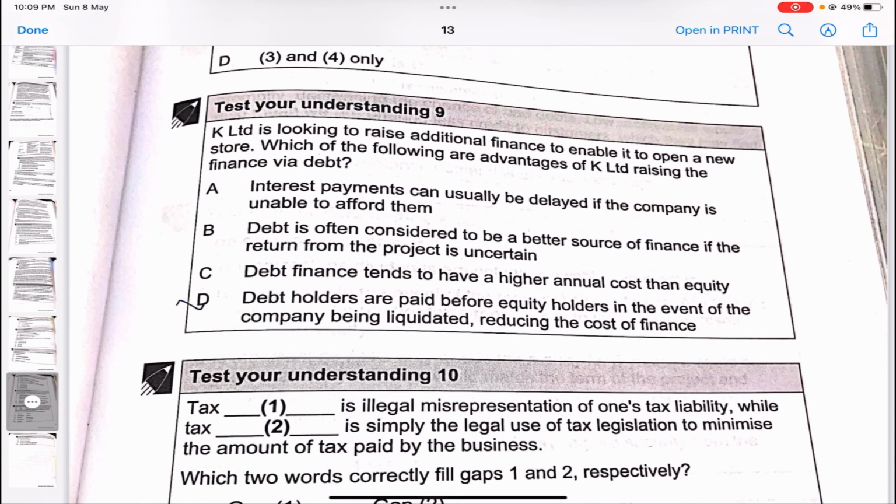K Limited is looking to raise additional finance to enable it to open a new store. Which of the following are the advantages of K Limited raising finance via debt? So, what are the advantages of debt? Interest payments can usually be delayed. That's not true. Debt is often considered to be a better source of finance if the return from the project is uncertain. That's not true. Debt finance tends to have a higher annual cost than equity. That's not true. Debt holders are paid before equity holders in the event of the company being liquidated.